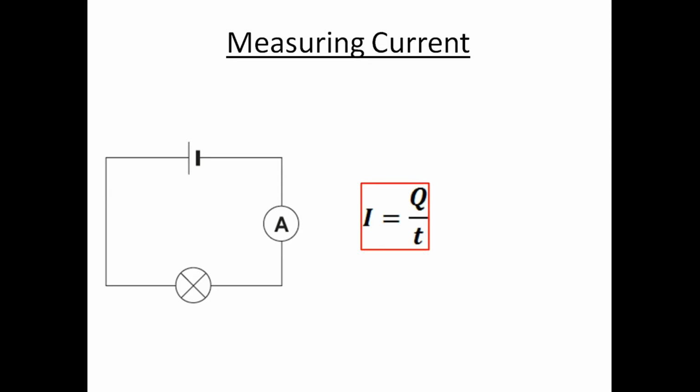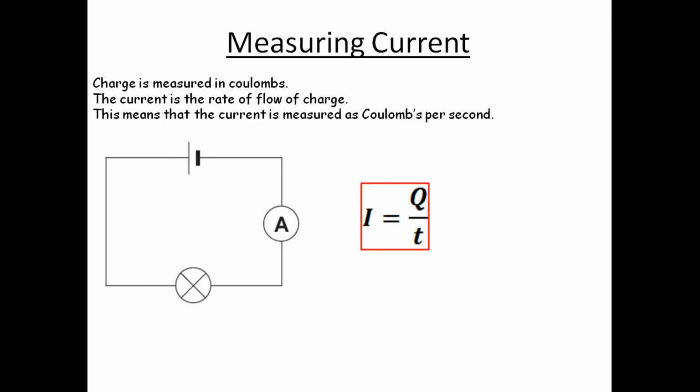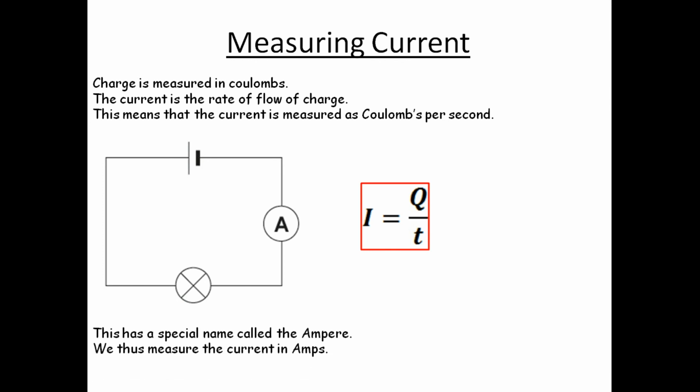We can now look at some calculations that relate to what we have looked at. Measuring current. Charge is measured in coulombs. The current is the rate of flow of charge. This means that the current is measured as coulombs per second. This has a special name called the ampere. We thus measure the current in amps. An ammeter is put in series in a circuit to measure the current.